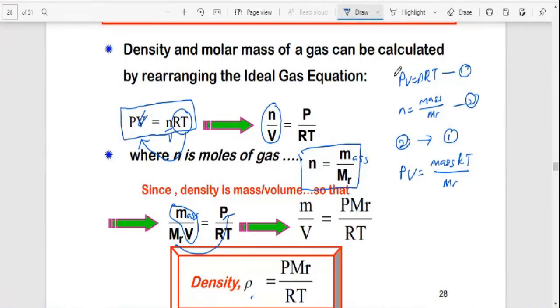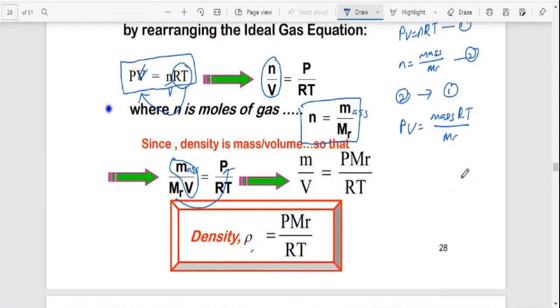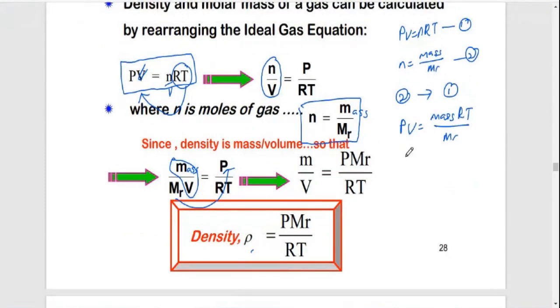Boleh ya? Okay. So PV equal to nRT, n sama dengan mass over molar mass. Substitute 2 into 1, maka PV equal to mass RT over MR. Now sekarang, kita kena tahu, sebenarnya mass over volume, m over V, sama dengan P pressure molar mass over RT. Ini matematik, ini bukan kimia. Part ini bukan kimia, part inilah matematik.